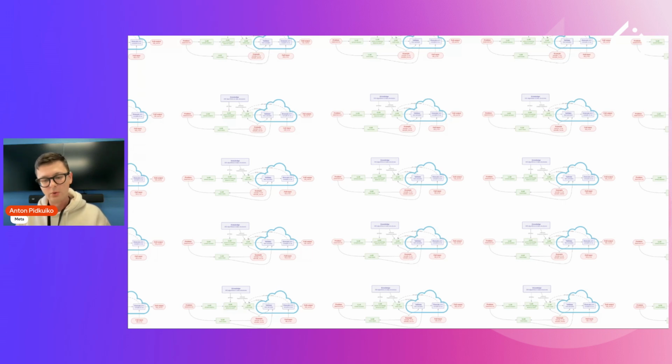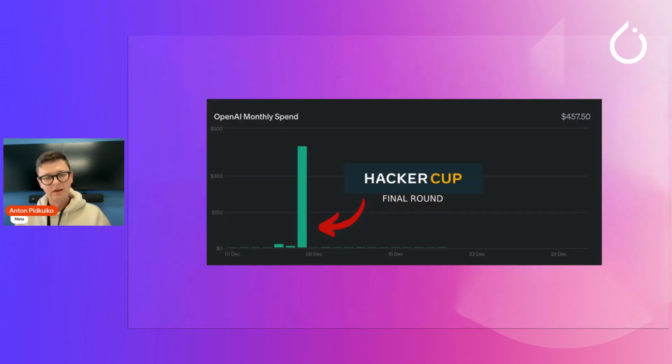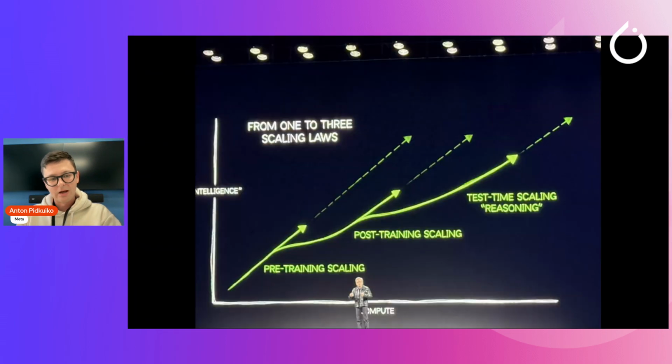The O1 preview I used was pretty expensive. Within 10 minutes of the contest, I burned over $400, but it's worth it. And good news, DeepSeek R1 is like 30 times cheaper. So these models are getting more cost effective, smarter, and faster over time.